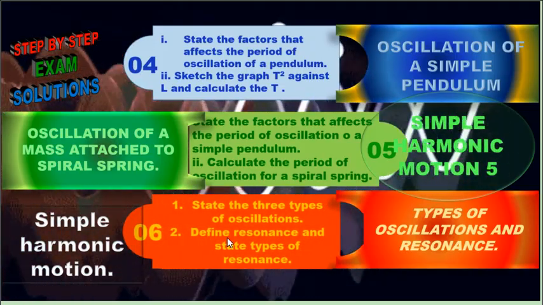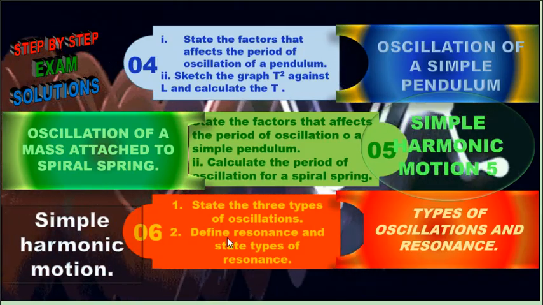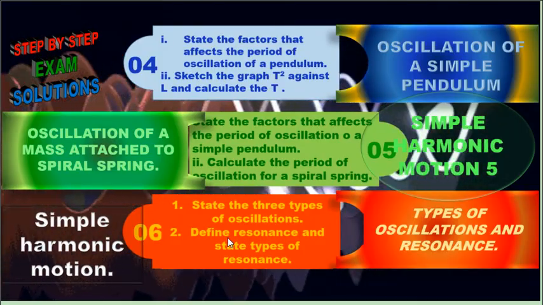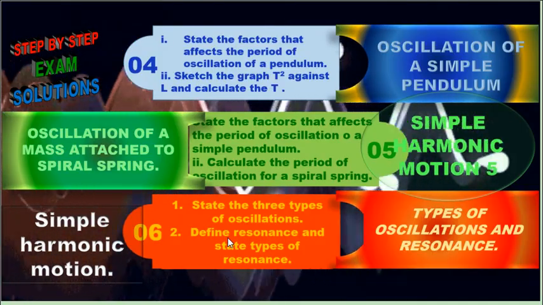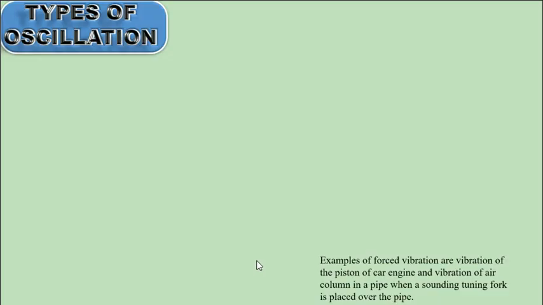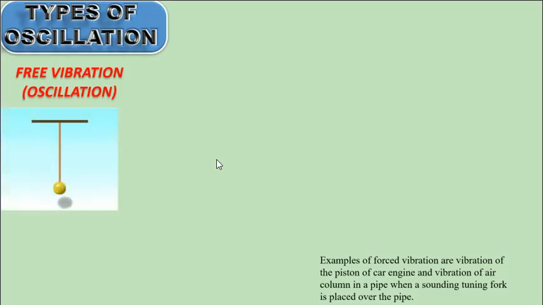In this video, we'll be looking at 3 types of oscillation. Number 2, we'll be looking at what is resonance and types of resonance. So these are the things we'll be looking at in this presentation. Number 1, types of oscillation. The first one is what we refer to as free oscillation or free vibration.